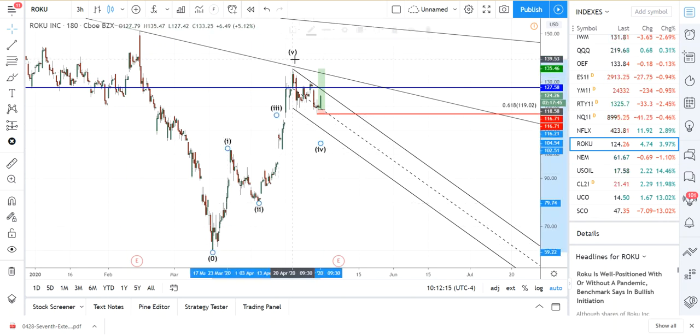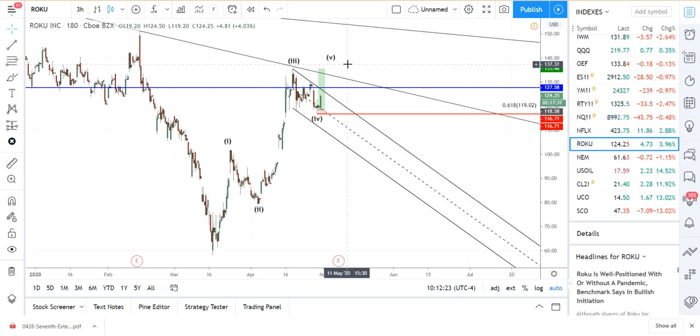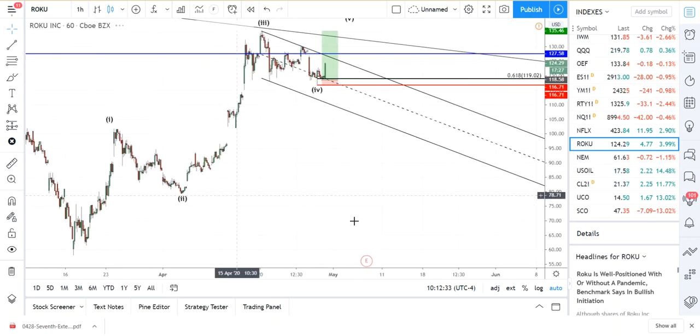Here we go, wave 3. We completed wave 4 and we're moving higher in 5. Whether that's right or wrong, it really doesn't matter to me. What matters to me is I'm able to count this correction here very clearly.